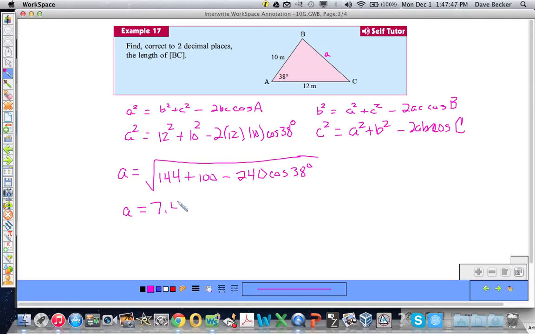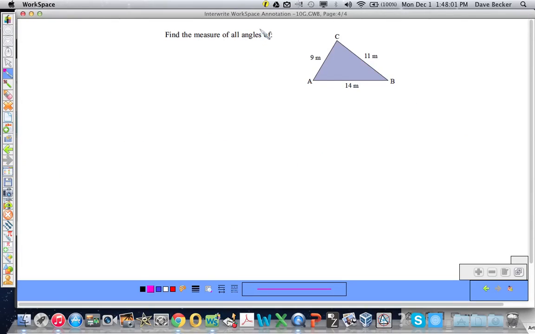Very simple, very easy. Again, you could have put it in just like this into Desmos if you didn't want to do any of the simplifying. And that's perfectly fine, and you would have gotten 7.4. Okay. One more example, and I will be quiet.